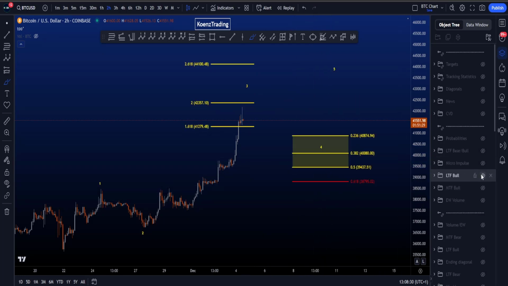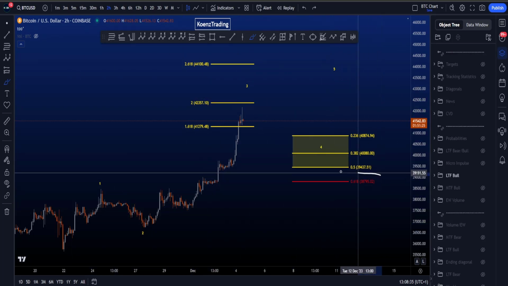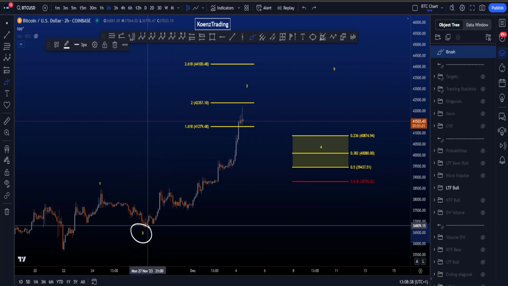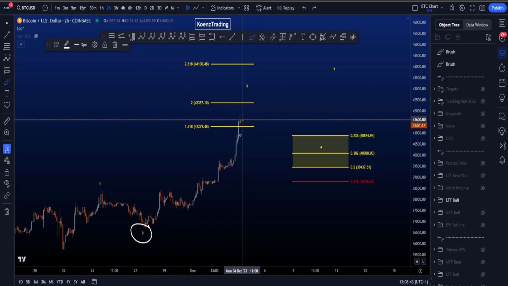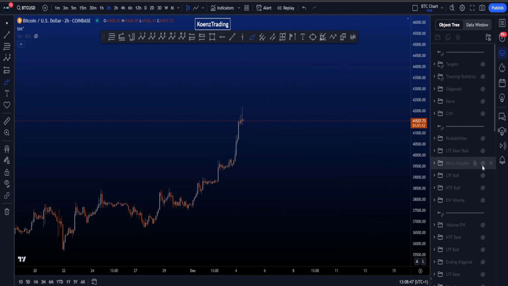And in the other count here, the higher degree count, 1, 2, 3, 4, 5, the invalidation is a little bit lower, naturally, because I pulled it from this low instead of the higher low, from this yellow wave 2 to the current high that we have, where then the invalidation is 38.8K.